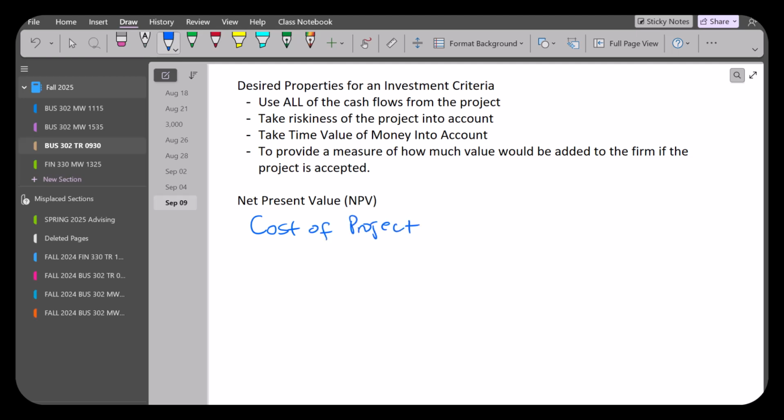Sometimes I'm going to abbreviate that to COP as negative CF0. Basically, the cash flow in year zero is CF0. Almost always that cash flow is negative. Nobody actually gives you money to put a project in place that I know of.